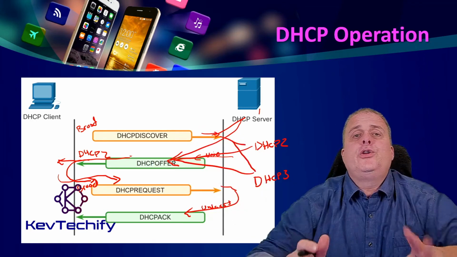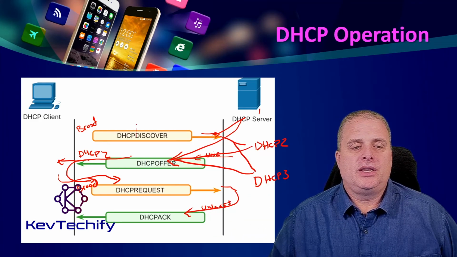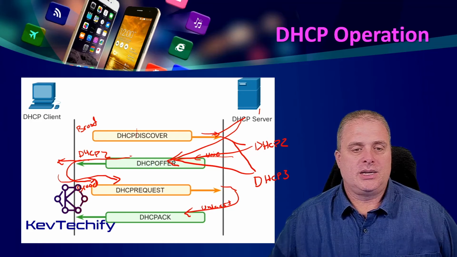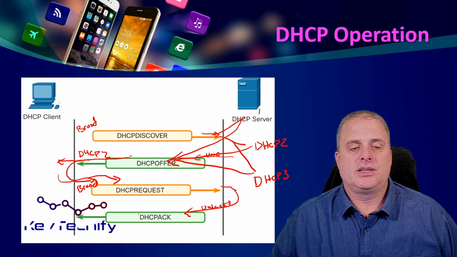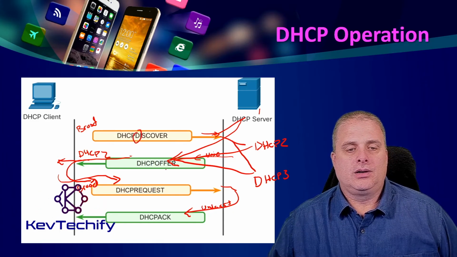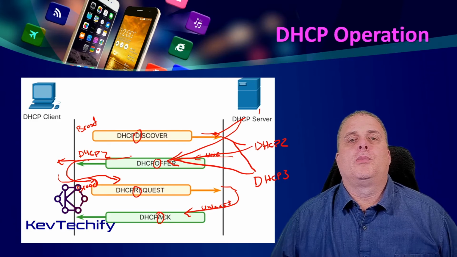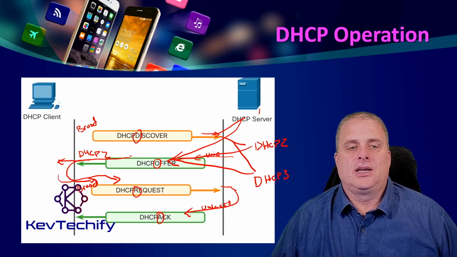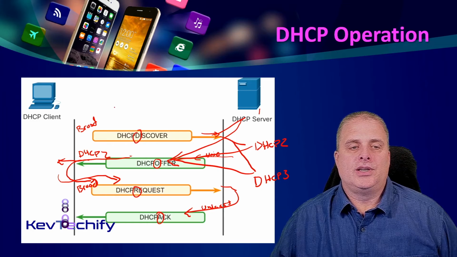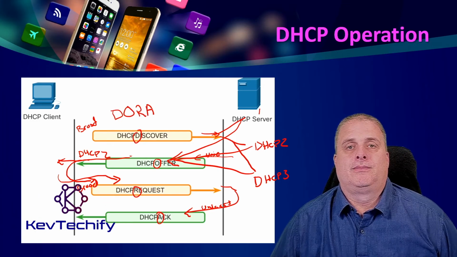Now, how do you remember what this DHCP operation is? We have the DHCP discover, the DHCP offer, the DHCP request, and then the DHCP acknowledgement. How do we remember what this DHCP process is? Well, take a look at those letters. We have a D, an O, an R, and an A.